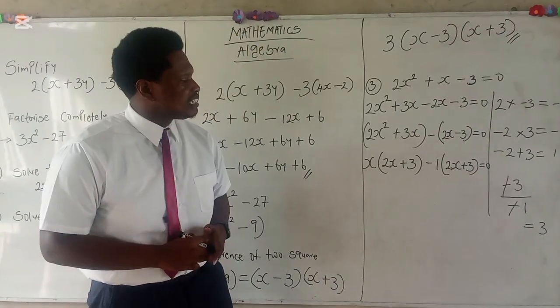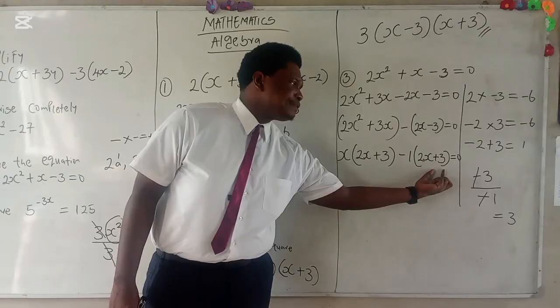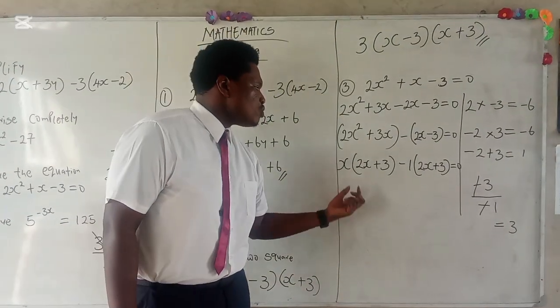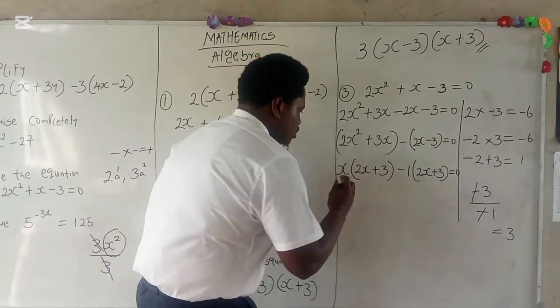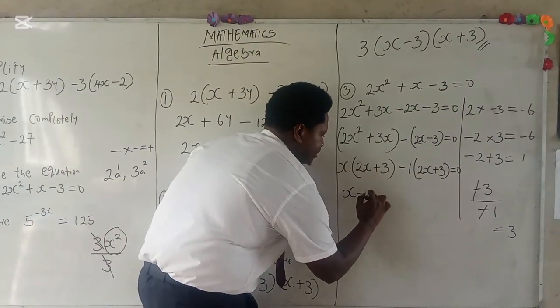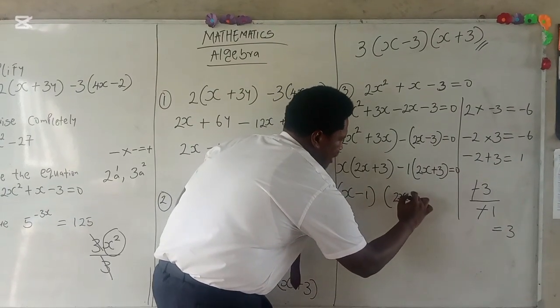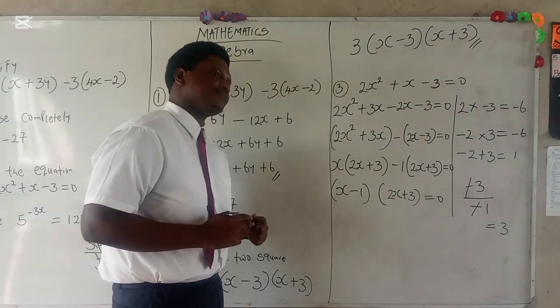At this point, you realize that what is here is the same as this particular point. So what do we do at the next step? We are going to pick what is outside and then pick any of the brackets. So we have x minus 1, and we have 2x plus 3 is equal to 0.